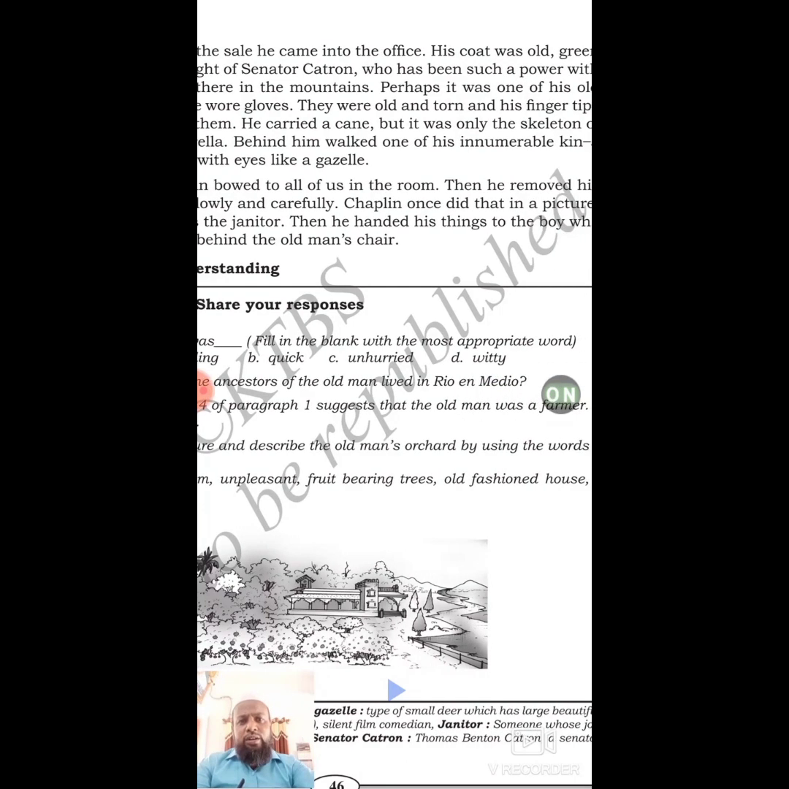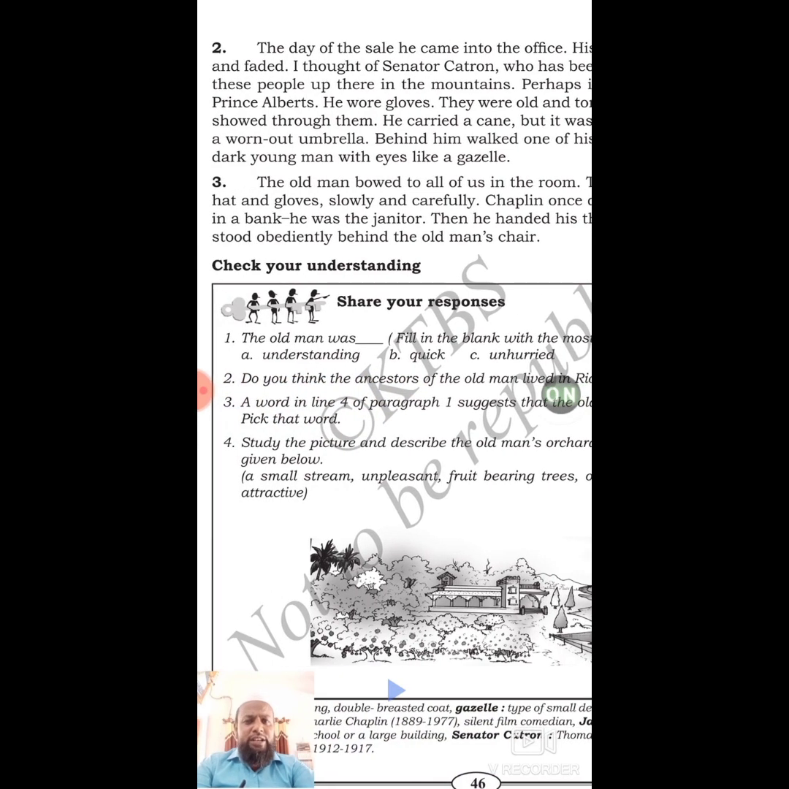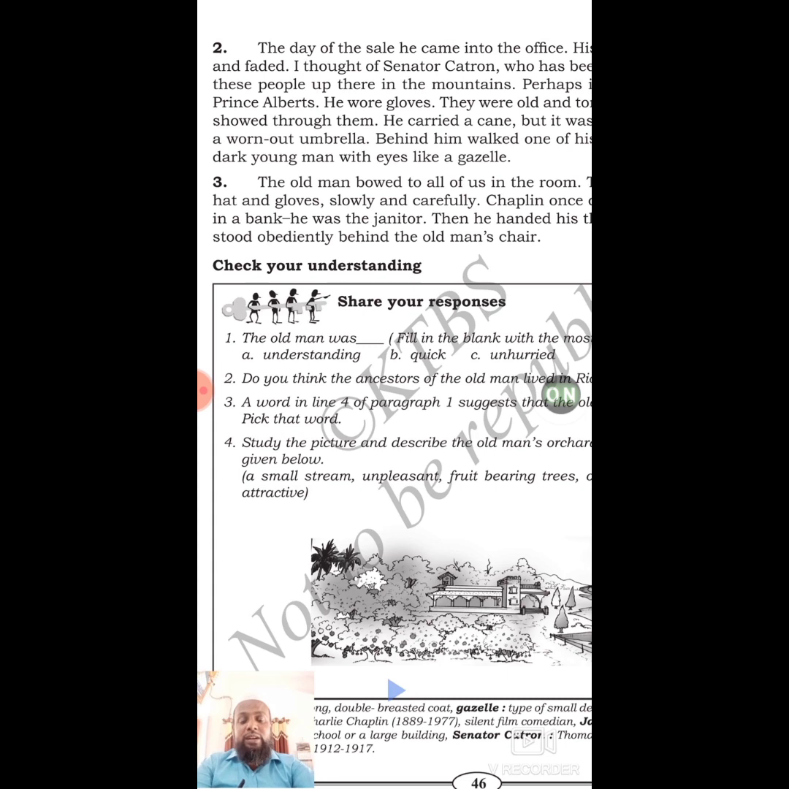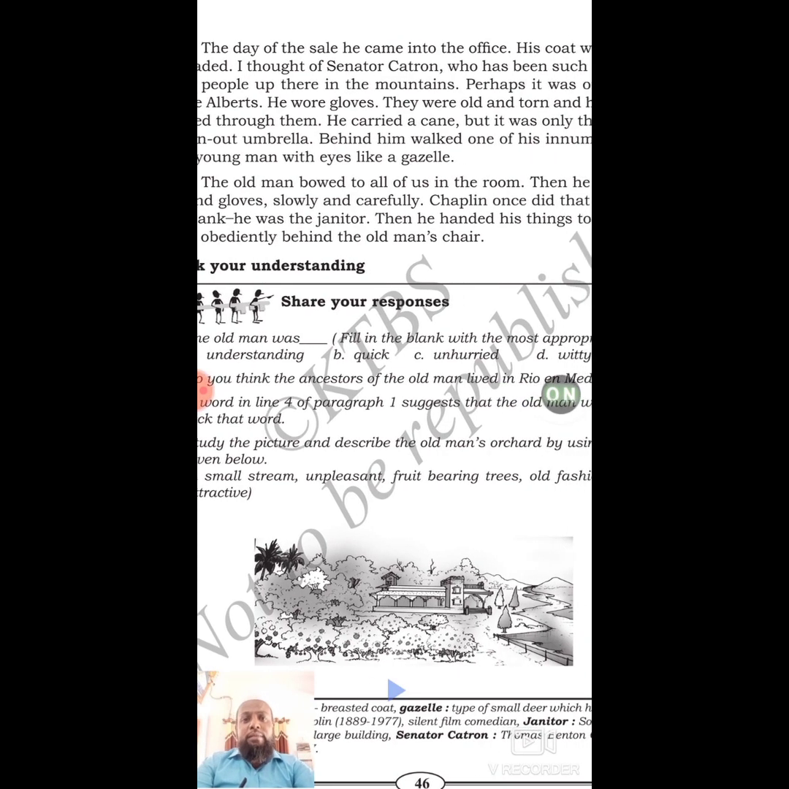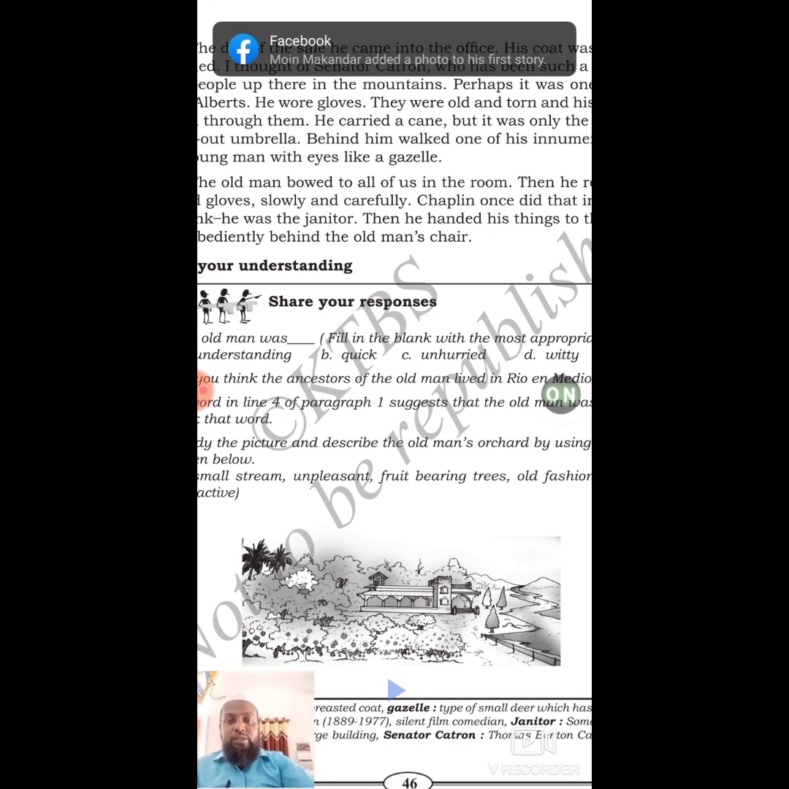Behind him walked one of his innumerable kin, a child behind him. Innumerable, many kids are there, but here it is referred to one kid, that is kin. A dark young man with eyes like a gazelle. A gazelle is a type of small deer, deer eyes. His eyes are compared to the boy's eyes. Whose boy? The boy who is along with Don Anselmo. This is the scenario of the second paragraph.